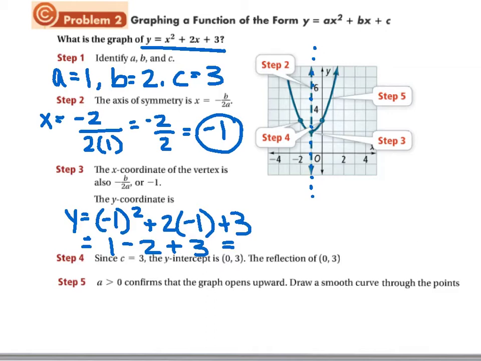Make sure you follow order of operations here. Don't do something crazy like adding the 2 and the 3 first, because we need to work from left to right when we're adding and subtracting. So 1 minus 2 is negative 1. Negative 1 plus 3 is 2. So that's the y-coordinate of our vertex. Our vertex is negative 1, 2. And you can plot that just like the bubble shows you. It's plotted where step 3 is.